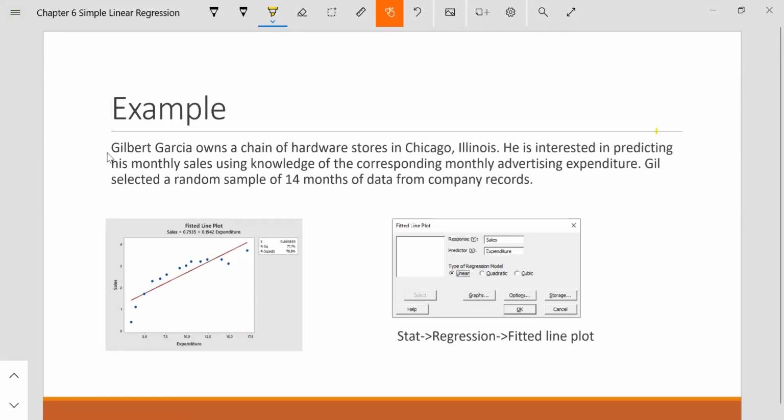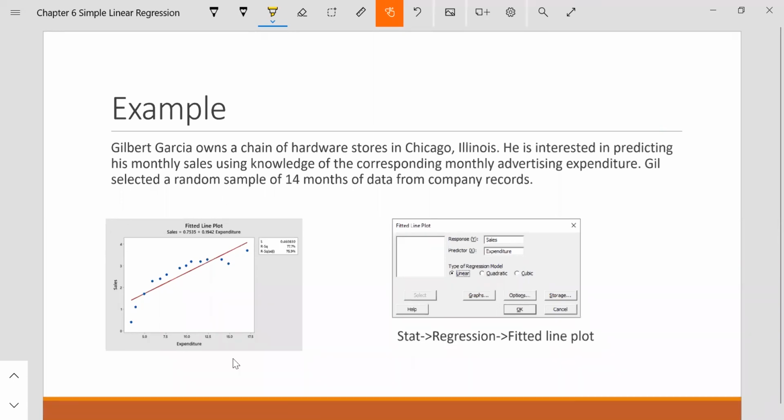Gilbert Garcia owns a chain of hardware stores in Chicago, Illinois. He is interested in predicting his monthly sales using knowledge of the corresponding monthly advertising expenditure. Gil selected a random sample of 40 months of data from company records.